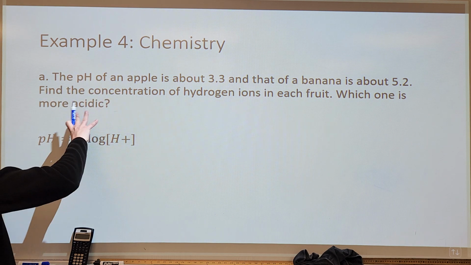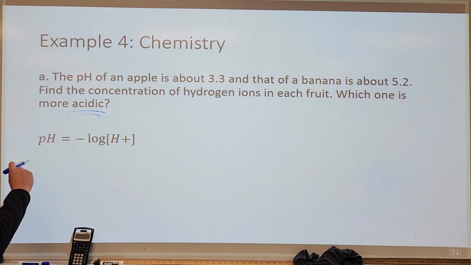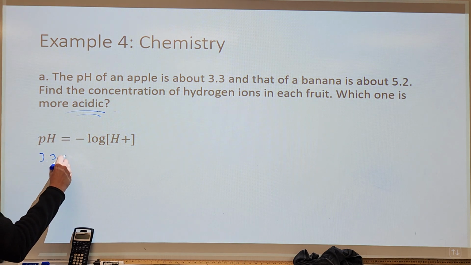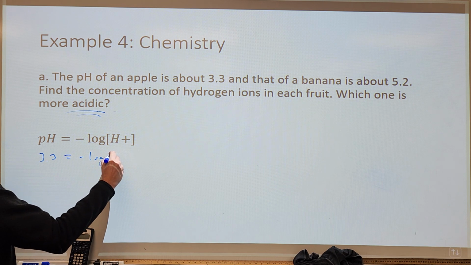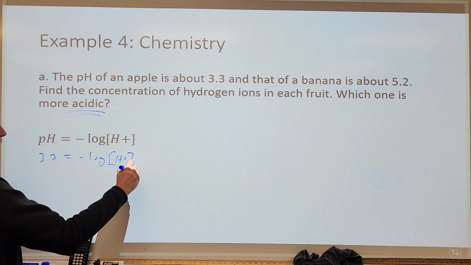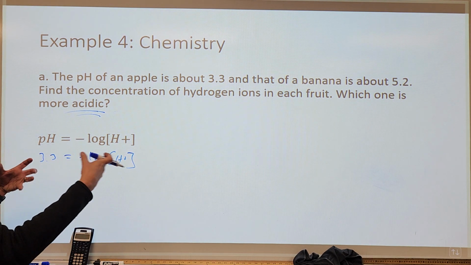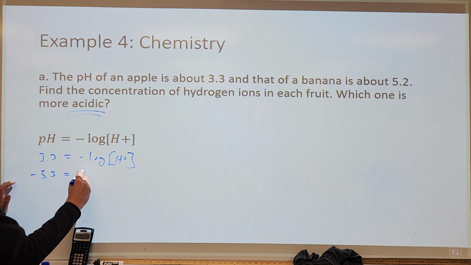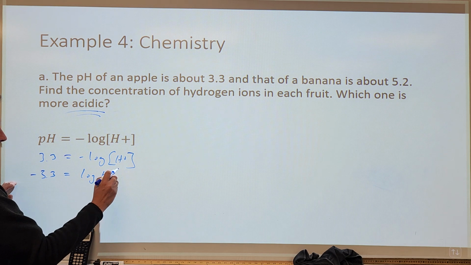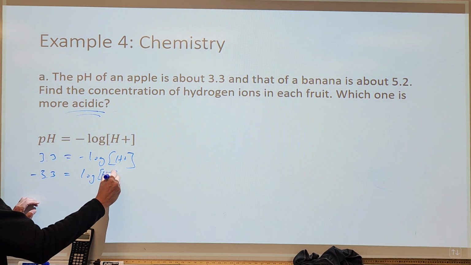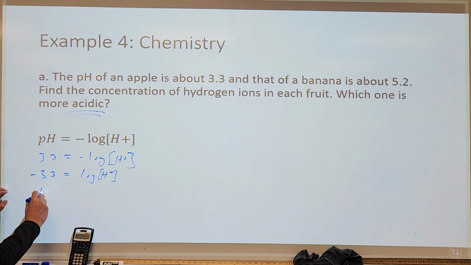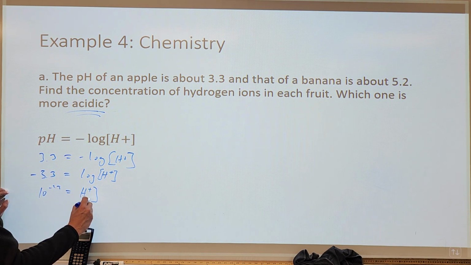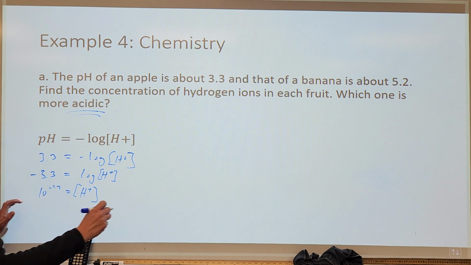So we have some things to talk about, like how do you know if something's more or less acidic, and so we'll discuss. The pH of an apple is 3.3, which is going to equal the negative log of this H+. The way that we understand this is if I multiply both sides by -1, I get this. And we know that this log is base 10. So 10 to the negative 3.3 is equal to that concentration of hydrogen ions.